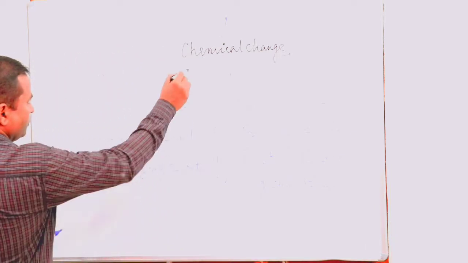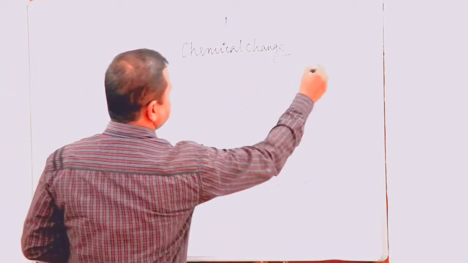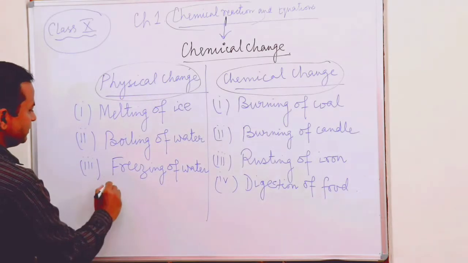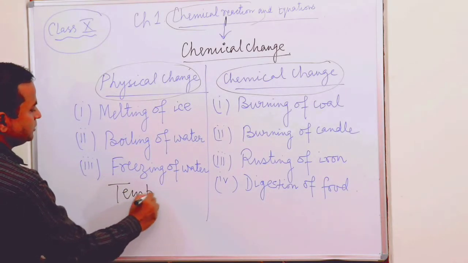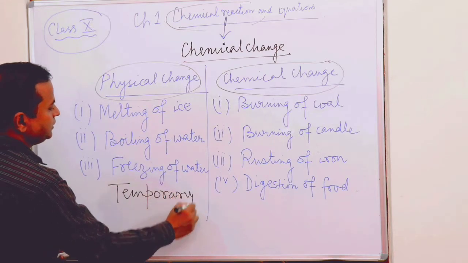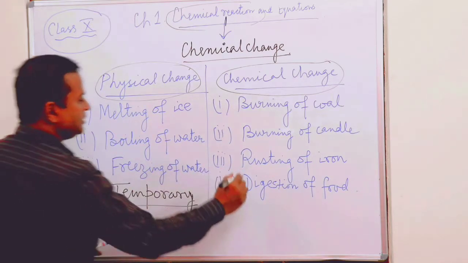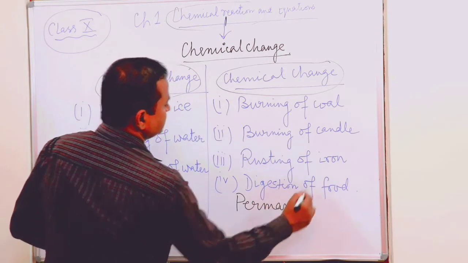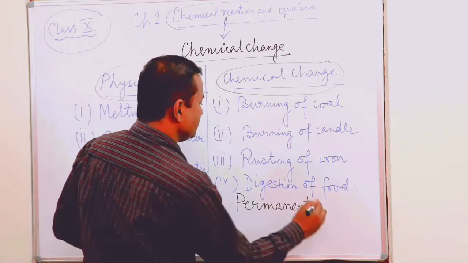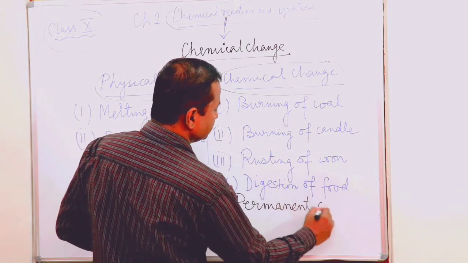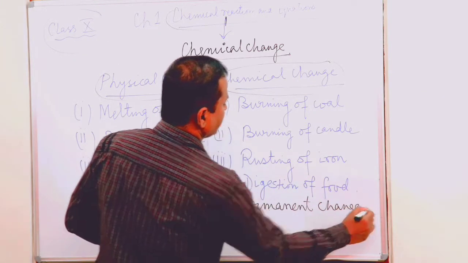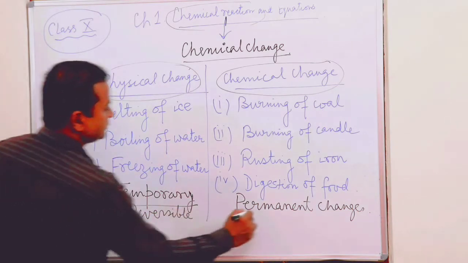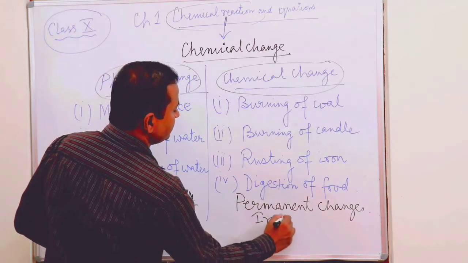So what is the difference between these physical changes and chemical changes? The most important difference is that physical changes are temporary changes. They are temporary in nature. And chemical changes are permanent changes. That is, once the change happens, they cannot be reverted back. Physical changes are reversible in nature. Chemical changes are in general irreversible.